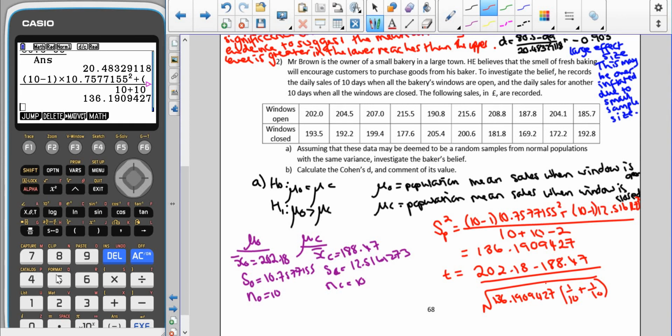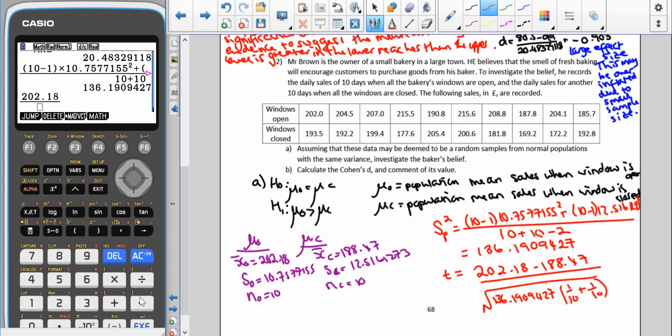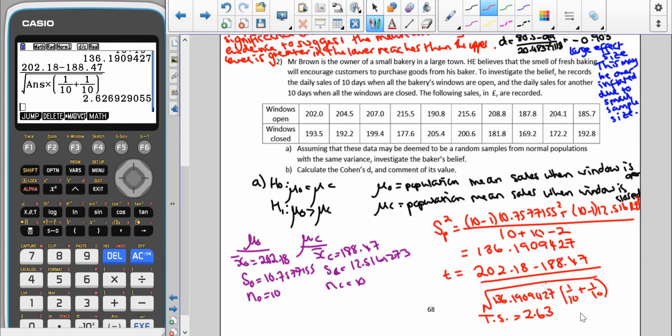So in our calculator, we will have 202.18 minus 188.47 divided by the square root of our SP squared, which we already have, times 1 over 10 plus 1 over 10. Which gives us a test statistic of 2.63. The degrees of freedom is going to be 10 plus 10 minus 2, which is 18.